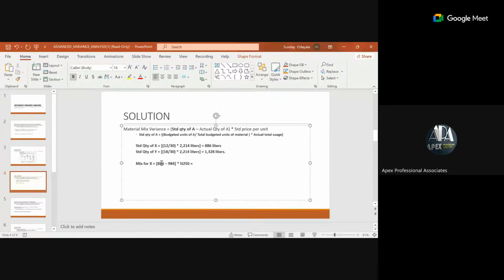Now, what is the figure that we have inside this bracket? Minus 98. No, 98 adverse. You used more than you're supposed to use. Remember the concept of favorable and adverse. So for cost, when you spend more than you're supposed to, it is adverse, and when you spend lesser, it is favorable. So now there's a reason I brought out that 98 adverse. We'll get to see it soon.